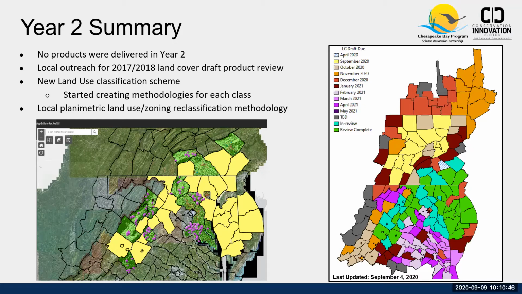So basically, in year 1, I was outreaching to a lot of different localities and trying to collect as much local planimetric data as I could, and that we actually used to reclassify the land cover into this land use using local data. And I'll go into that a little bit more as well.